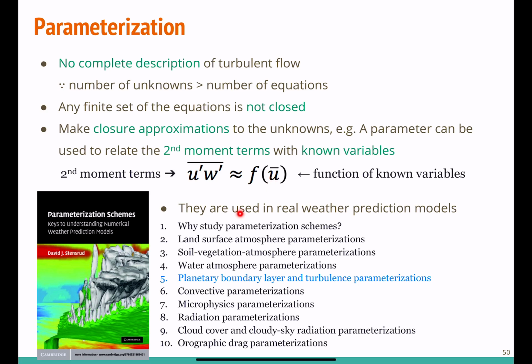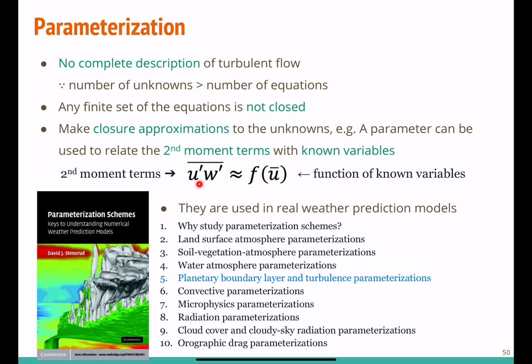Okay, and if you're interested, you can take a look at this book. It's the parameterization schemes for atmospheric models, and we have different parameterizations as you can see. For example, the land surface atmosphere interaction is very complicated. That's why we need to do parameterization for this. And also in this course, we talk about planetary boundary layer and turbulence parameterizations because it's just too complicated. We cannot represent everything in a model, so we need parameterizations.